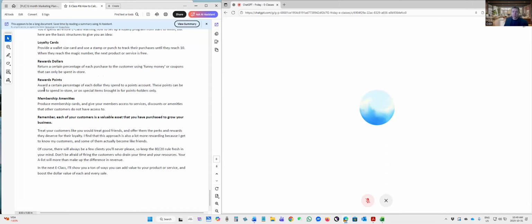Rewards points. Award a certain percentage of each dollar they spend to an awards account. These points can be used to spend in store or on special items brought in for points holders only. And produce membership cards and give your members access to services, discounts, or amenities that other customers do not have access to.